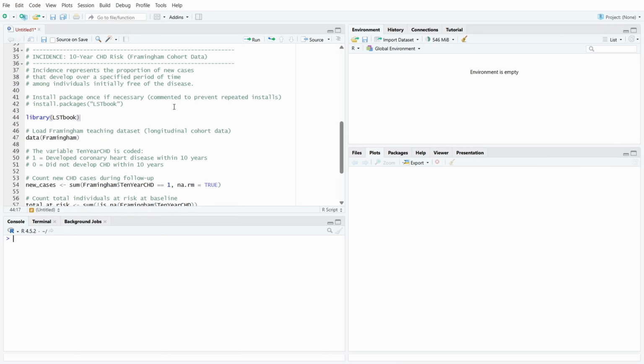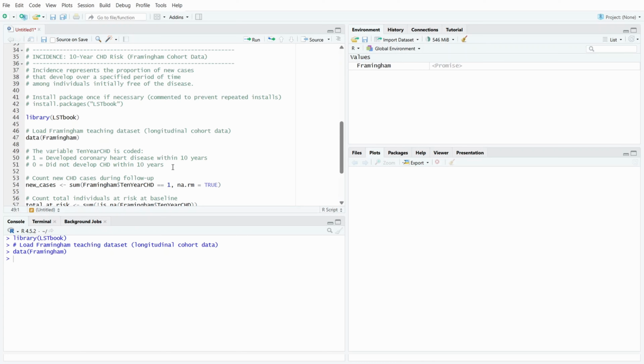Incidence measures the proportion of new cases that develop over a defined period among individuals initially free of disease. For this, we cannot use NHANES because it is cross-sectional. It measures people at one point in time and does not follow them forward. Instead, we use the Framingham dataset, which is derived from a longitudinal cohort study. This design follows participants over time, making it appropriate for calculating incidence.